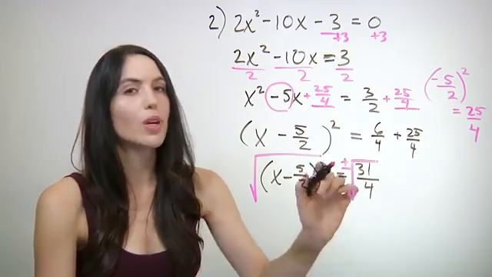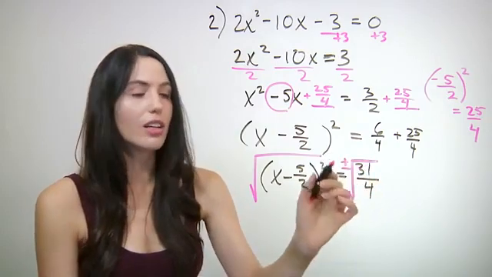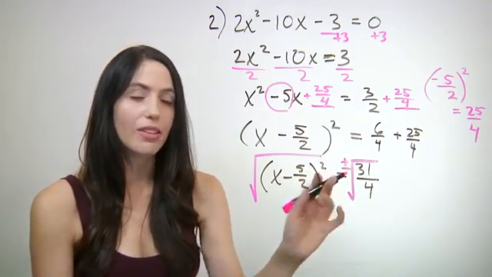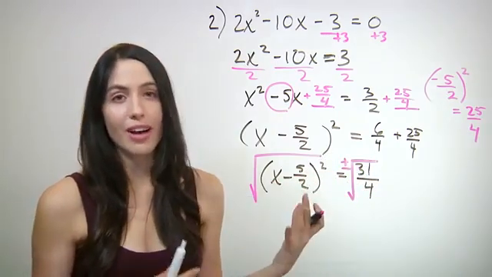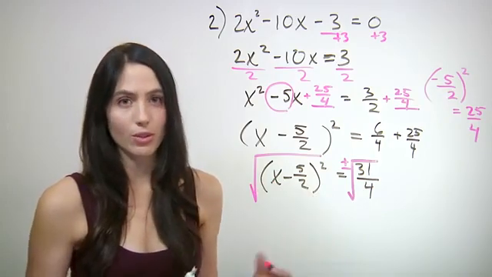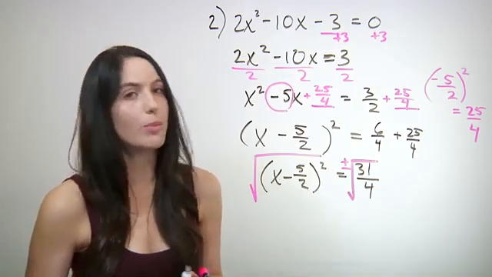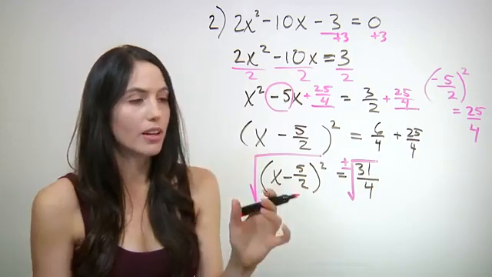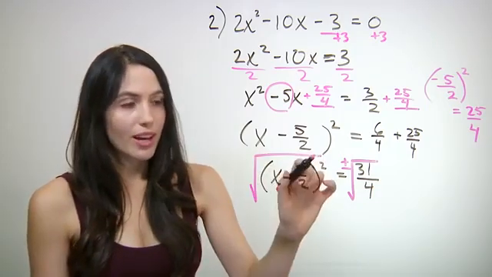So remember, when you square root this side that is just a number, you have to put plus and minus. If you don't, you'll only have half the solutions. You only have 1 instead of 2 solutions in the end. So it's very important. People forget it all the time. But you want to square root both sides.